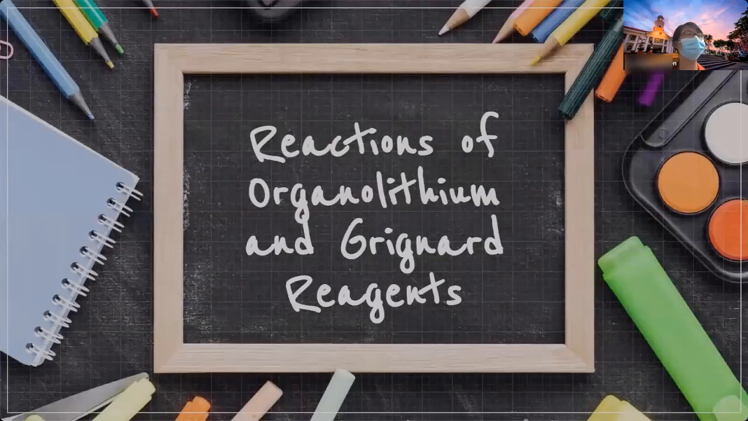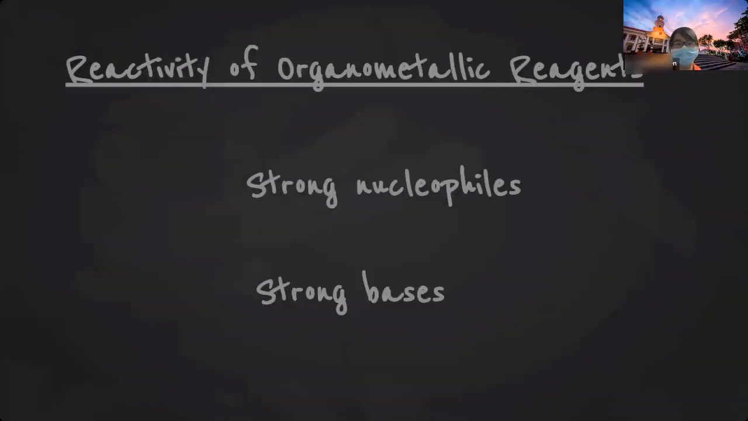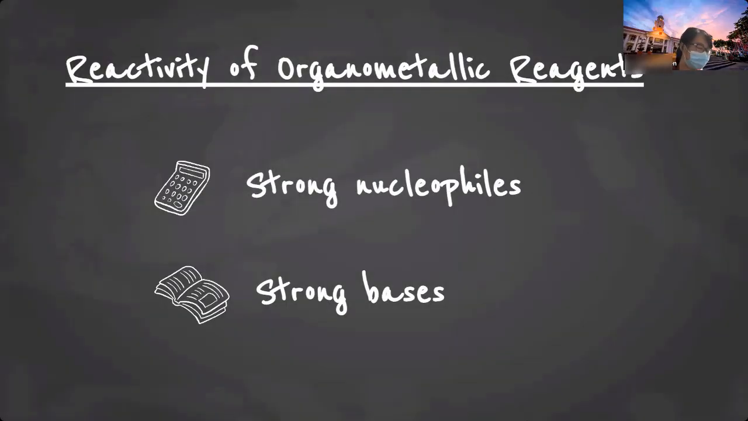Okay, so now I will be talking about a few reactions of organolithium and Grignard reagents. To recap, organometallic reagents are very strong nucleophiles. As mentioned by Yiting, the carbon-metal bond is very polar due to large electronegativity difference between carbon and lithium or magnesium. This gives the carbon atom a very large partial negative charge, making it very nucleophilic, which will be very useful in a lot of organic synthesis reactions.